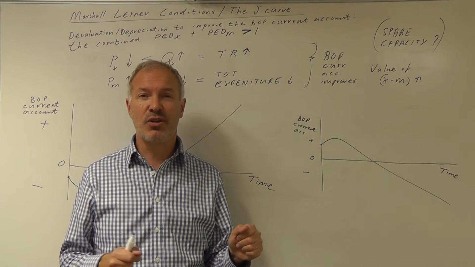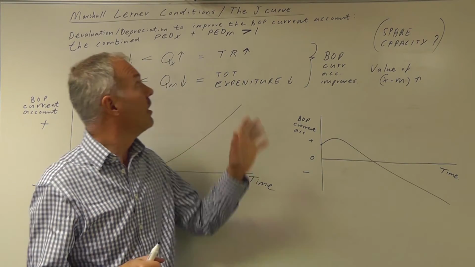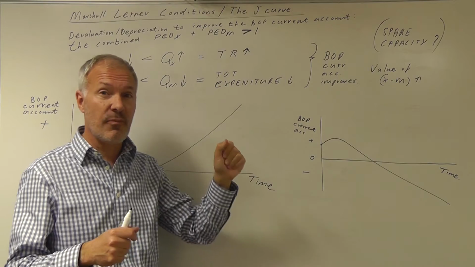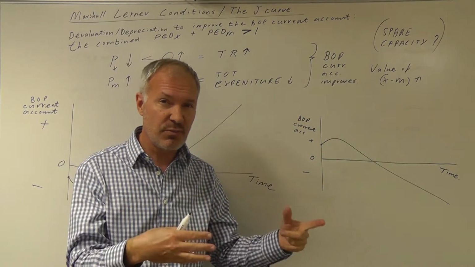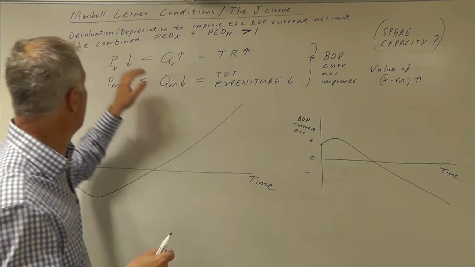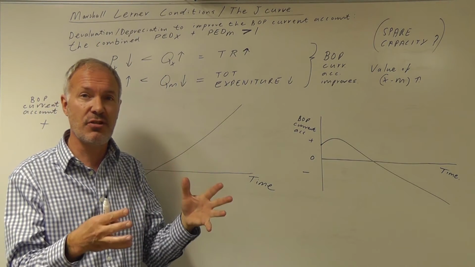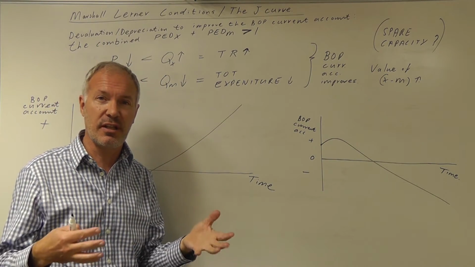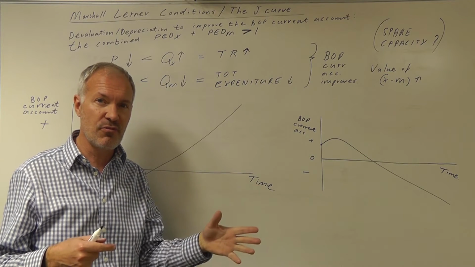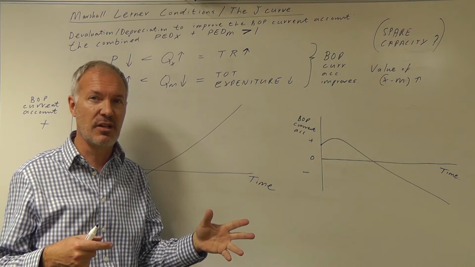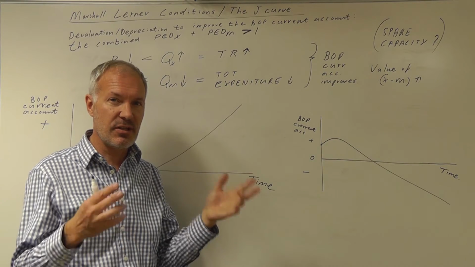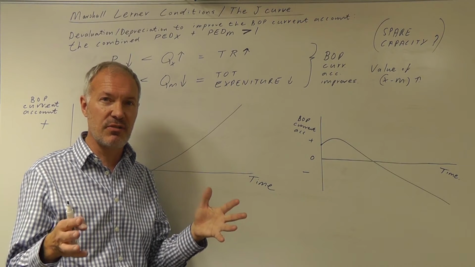So, welcome to Marshall-Lerner conditions and the J-curve. This video follows from the previous video when we said that a depreciation or devaluation of the exchange rate of a country like the United Kingdom could result in an improvement in the balance of payments current account. However, this depends upon the price elasticity of demand.